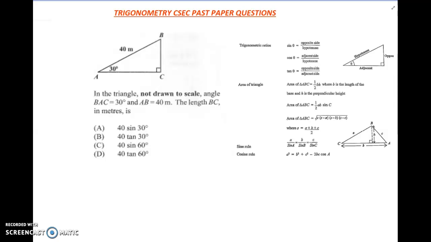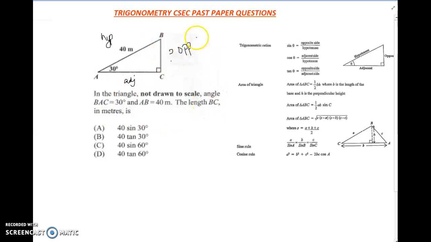Let's go again. In the triangle, not drawn to scale, angle BAC is equal to 30 degrees, and AB is 40 meters. The length BC in meters is, so we want to find this, right? Remember what we have to do first? We have to label our diagram. This is our given angle. So opposite the given angle is the opposite side. This is my right angle here. So across from the right angle, this side is called the hypotenuse. And this is the adjacent, but we don't need the adjacent. We want to find BC.